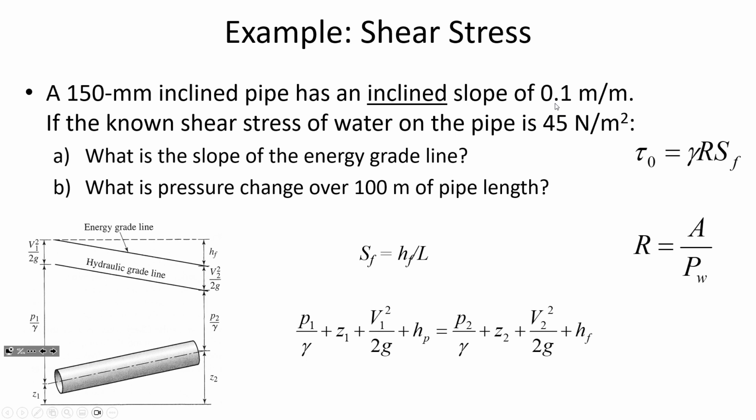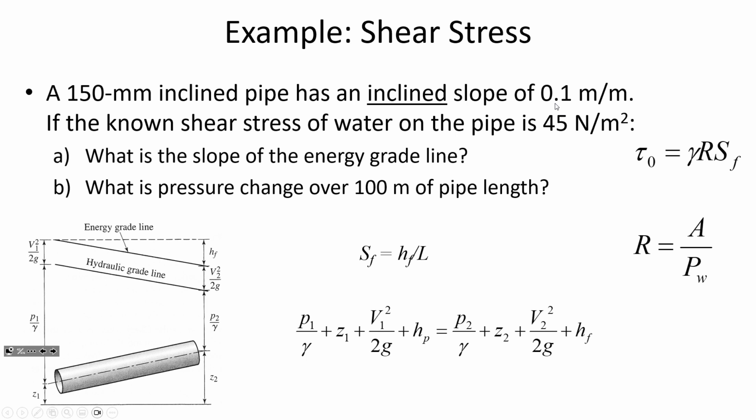So the pressure at 1 is higher than the pressure at 2. If you have P1 and subtract P2, then that'll be a positive amount because the pressure at 1 is larger than the pressure at 2. So the pressure's decreasing. The pressure at 1 is higher, the pressure at 2 is less. Why did the pressure go down from 1 to 2? Because of pipe friction and because of the pipe being inclined. So this is just an example that shows us, if we know the shear stress, how we can relate that to things like energy grade line and pressure changes in a system.